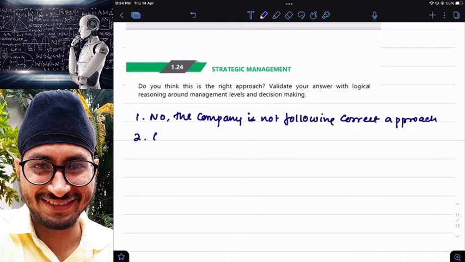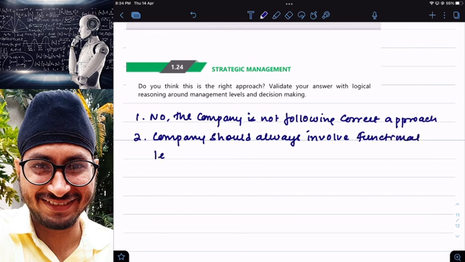Next, point number 2. The company should always involve, should always involve whom, sir? Functional level employees in decision making. Why should they involve them, sir?